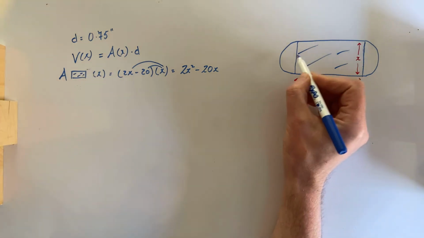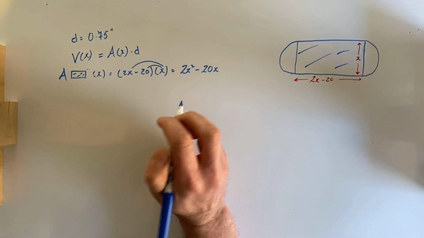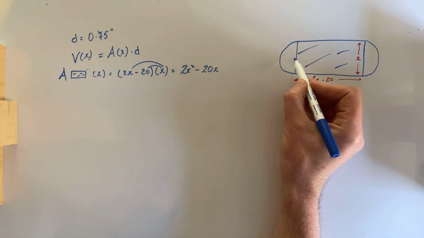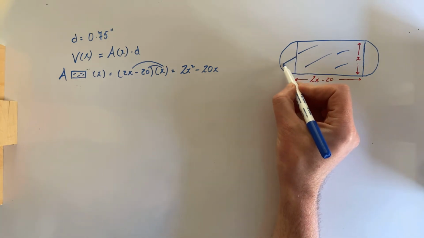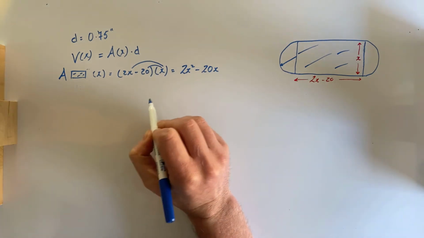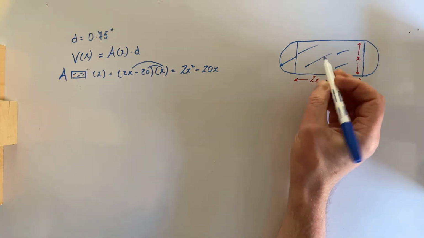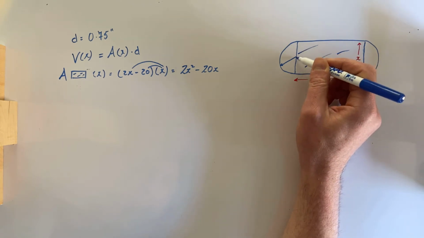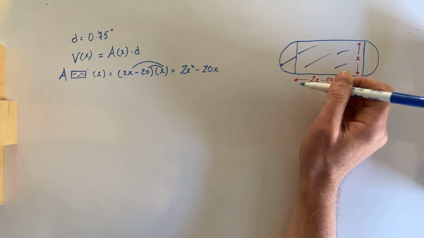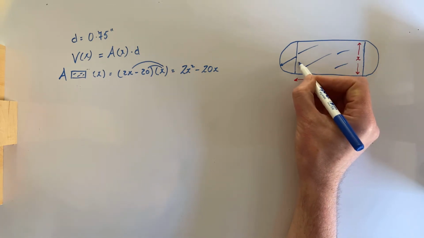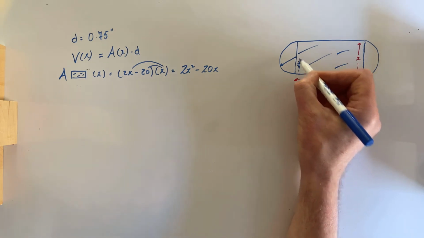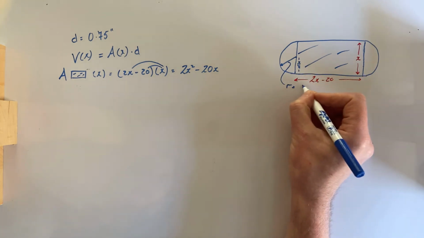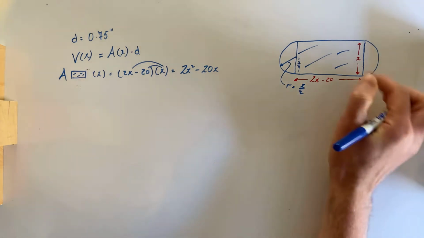And so now I want the area of the two semicircles. In order to work out the area, I'm going to need the radius of the semicircle. And I can see that if this distance from here to here is x, then the distance from here to here must be x over 2. And so that's my radius. My radius is x over 2. It is half the width.